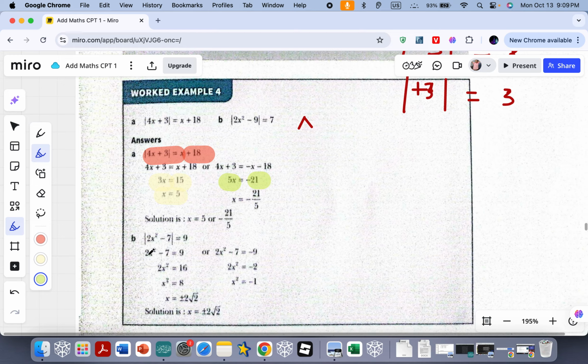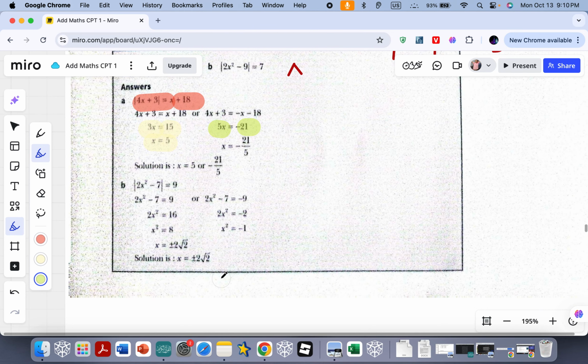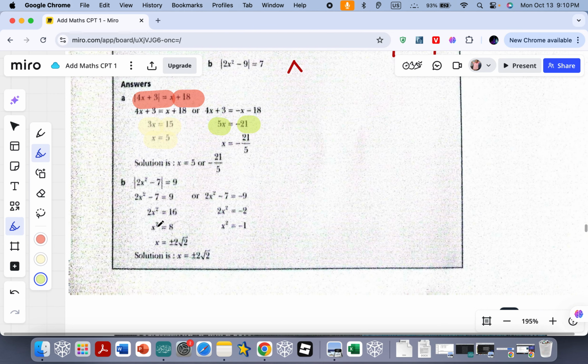So now let's solve this. You bring 7 to meet 9. You move 7 from the left to the right, it becomes positive. It becomes 9 plus 7, which is 16. So 2x squared equal to 16. Because we're going to look for x, you divide both sides by 2. So 2x squared divided by 2 gives x squared. 16 divided by 2 gives 8. So we get x squared equal to 8.